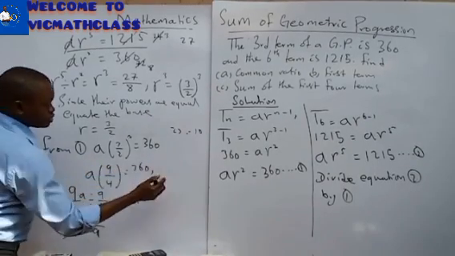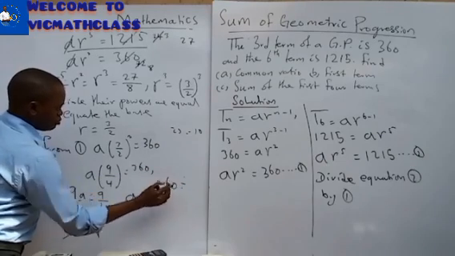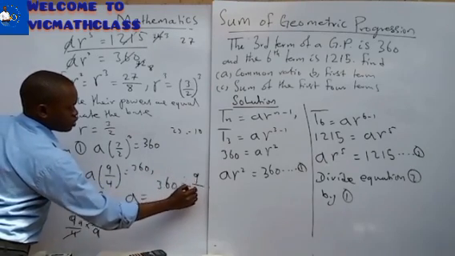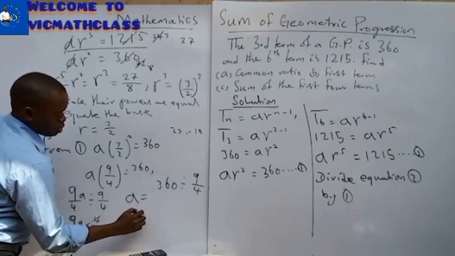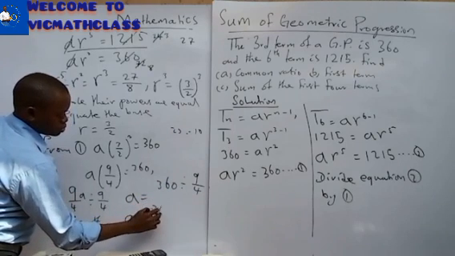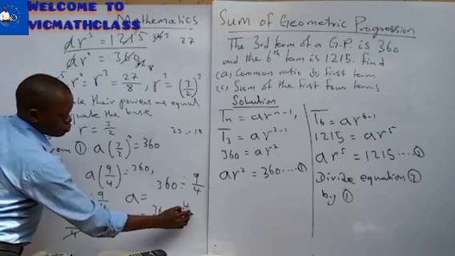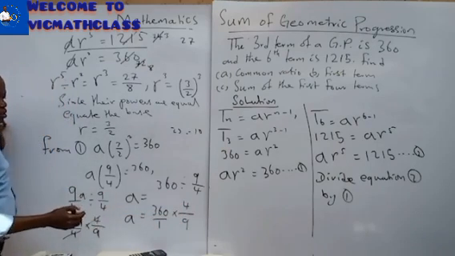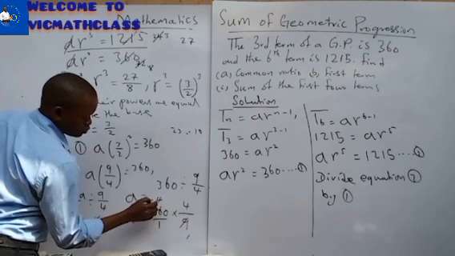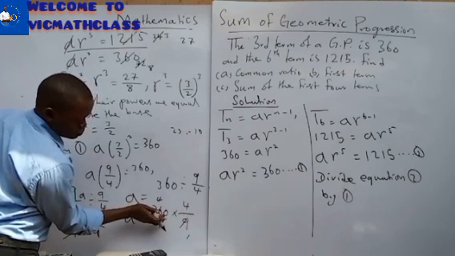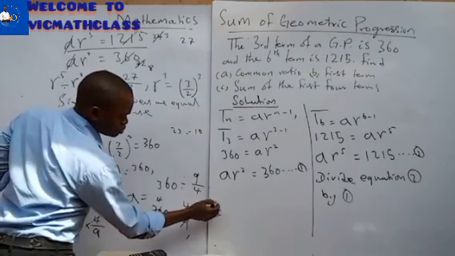Then on the right hand side, we also have 360 divided by 9 over 4. So that will give us a equals 360 over 1 times 4 over 9. Of course, 9 cancels itself, 1, and 36 cancels to 4. So we have here 40 left, and 40 times 4. Please proceed with it over here.